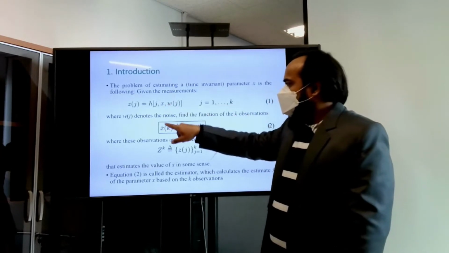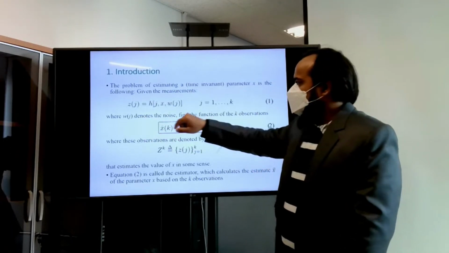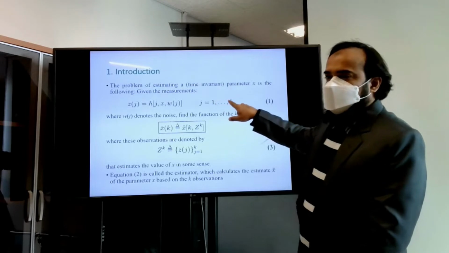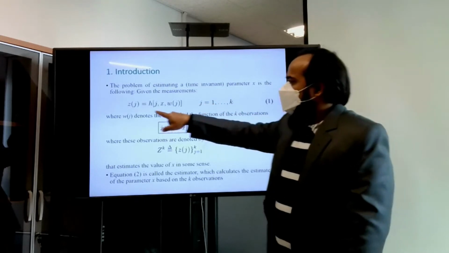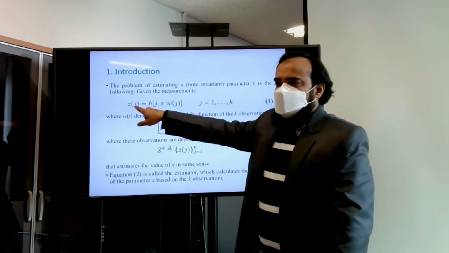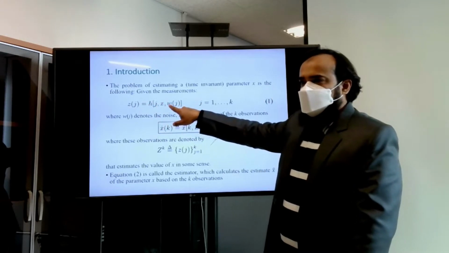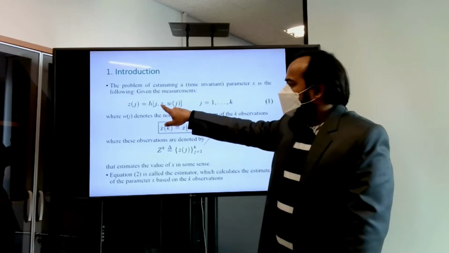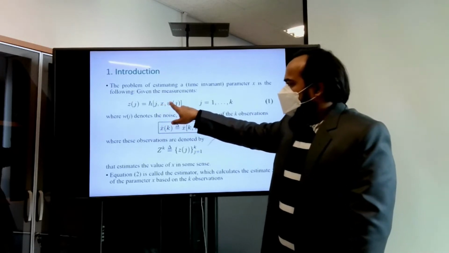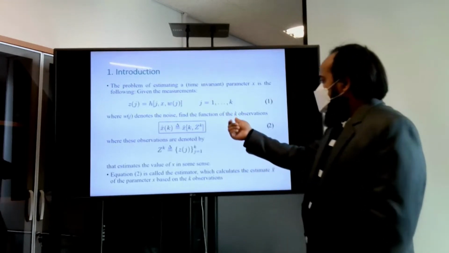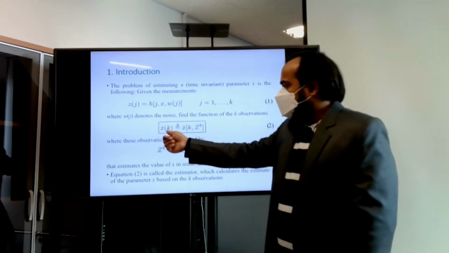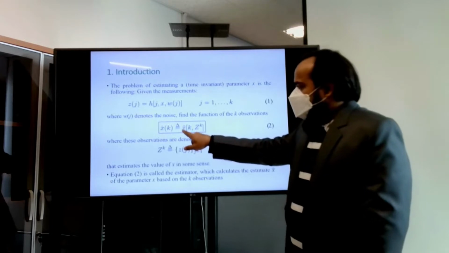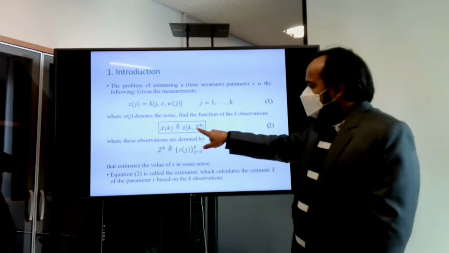And w denotes the noise, and here j is the number of scans: 1, 2, 3, 4, 5. k is not the number of measurements, it's the number of scans. So z of scan 1 or z of scan 2. Suppose this is a function. So these are the measurements at scan j of a random parameter, with disturbance or noise. Then we find the function of the k observations. So x hat of k is our estimator, equal to x hat of k given Z^k.